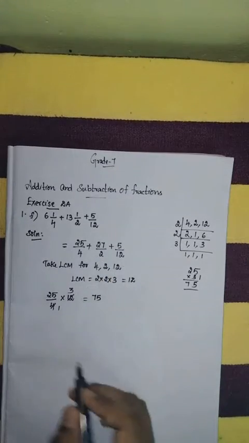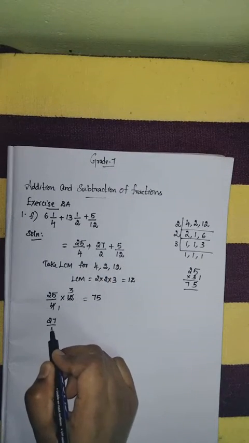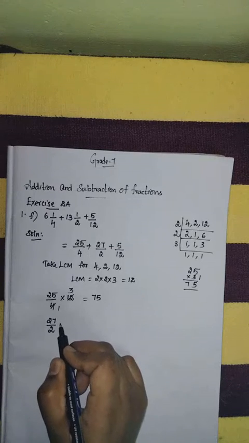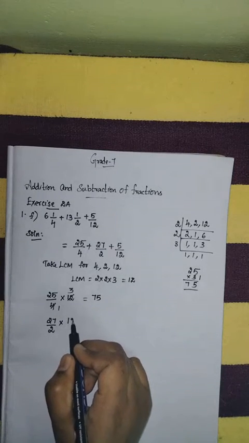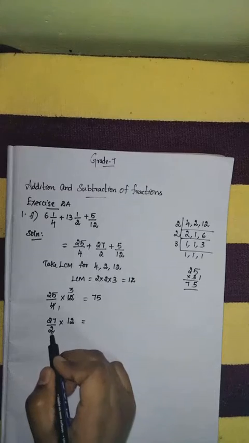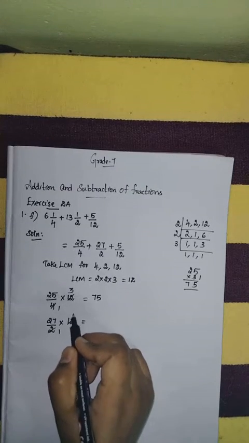So take the next fraction, 27 by 2. The next fraction is 27 by 2, again multiplied with 12. So we can cancel: 1 2 is 2, 6 2s are 12.